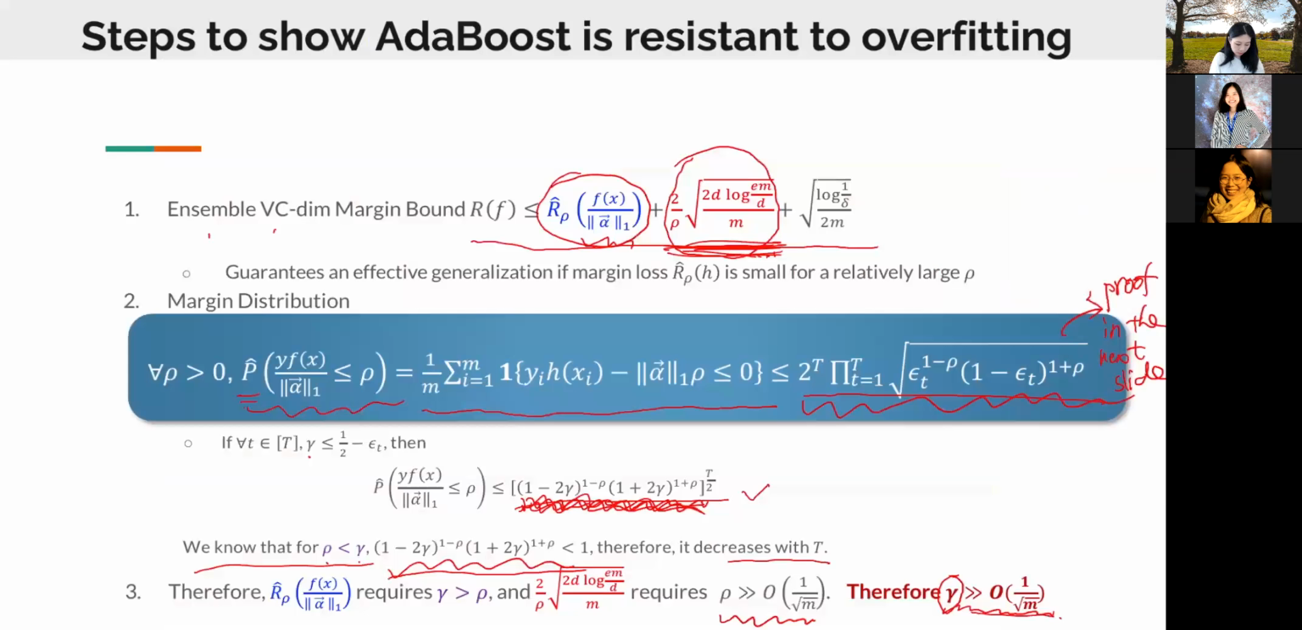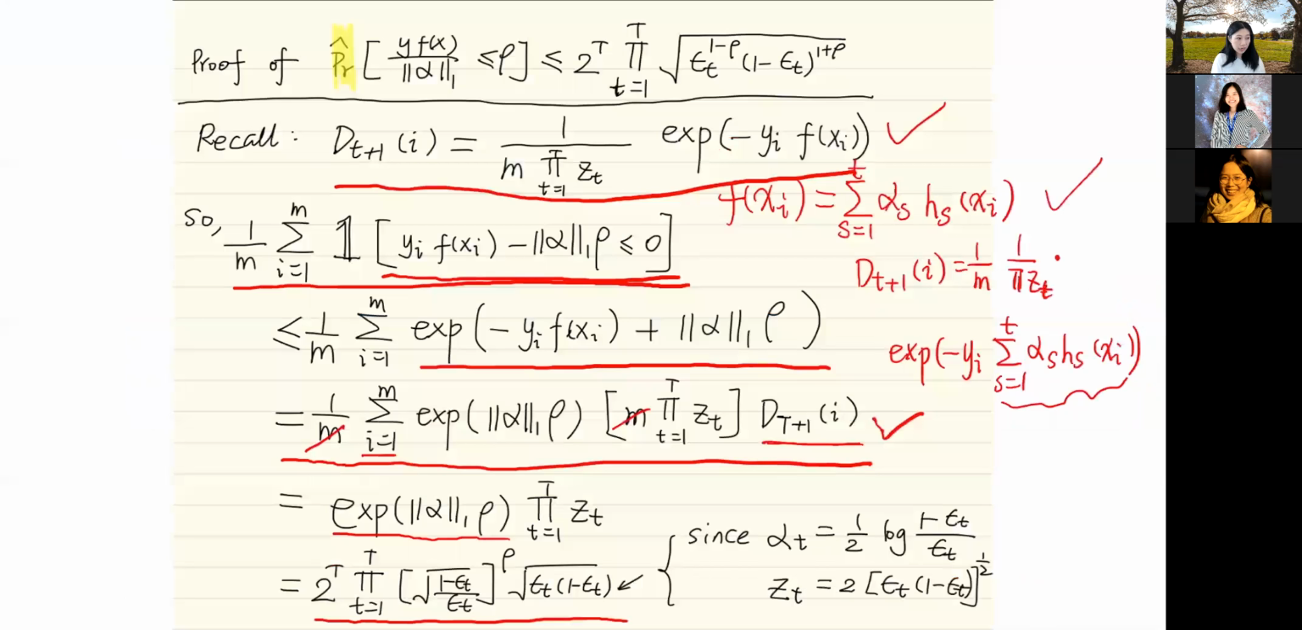So let's go back to the slide again. You've proved that this empirical probability of the margin being smaller than rho is upper bounded by this term. All right. I think it's relatively easy to understand. So I'm gonna proceed, but feel free to interrupt me if you have more questions.